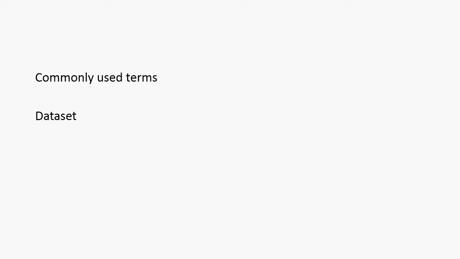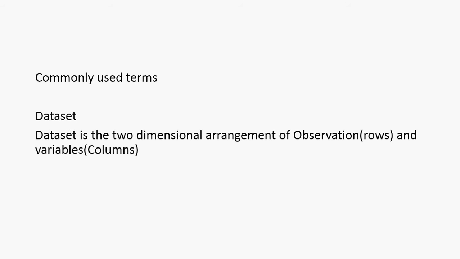So the commonly used terms in SAS. The basic term in SAS is dataset. Dataset is a collection of rows and columns. So in SAS, rows are known as observations and columns are known as variables. So we can say that dataset is a collection of observations and variables. So table is just an alias name for dataset.